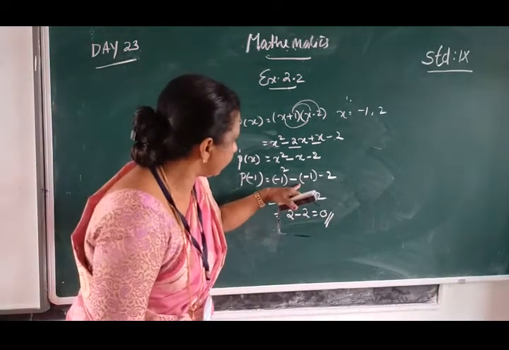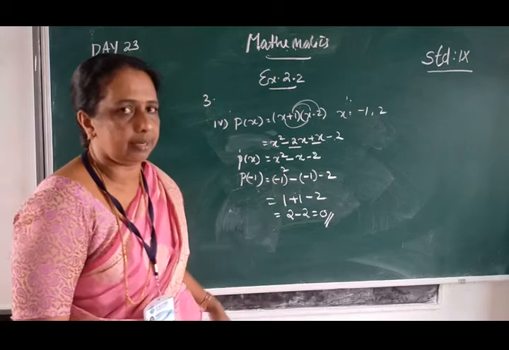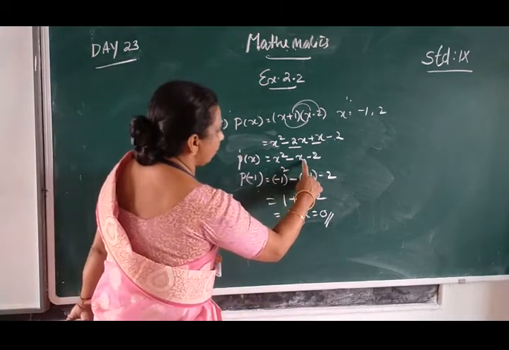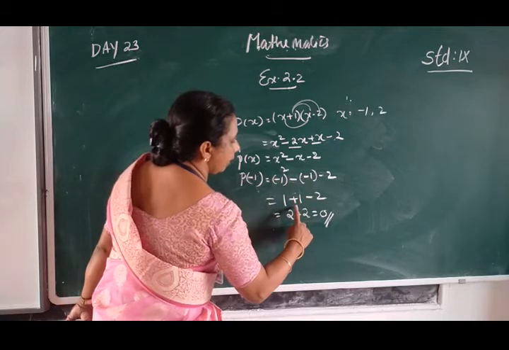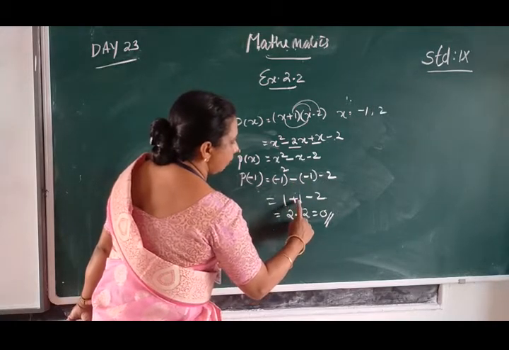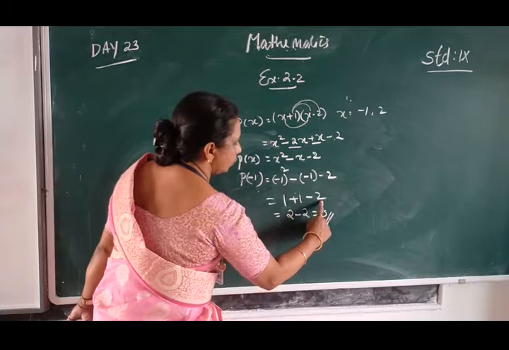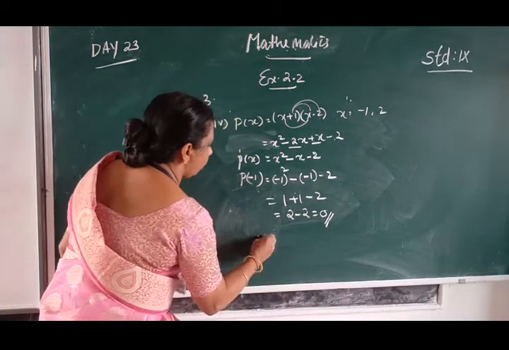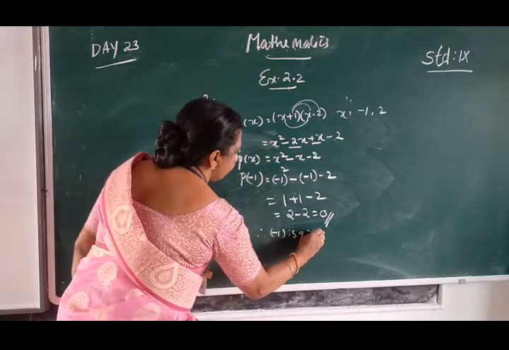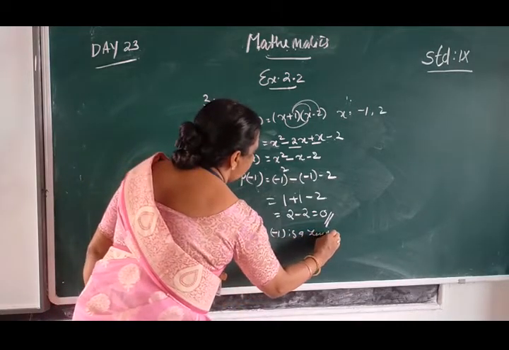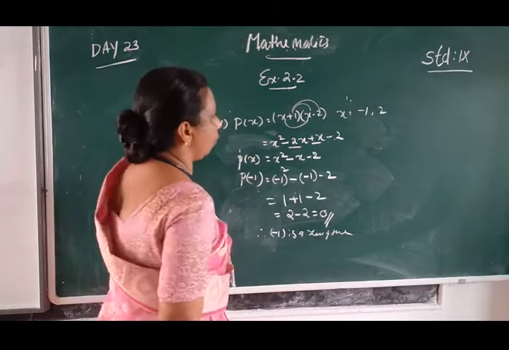Here I made one mistake, that's already corrected here. But x is equal to minus 1, so there is already one minus here. Minus into minus gives plus, then 1 plus 1 is 2, minus 2, we get 0. Therefore minus 1 is a zero of the given polynomial.